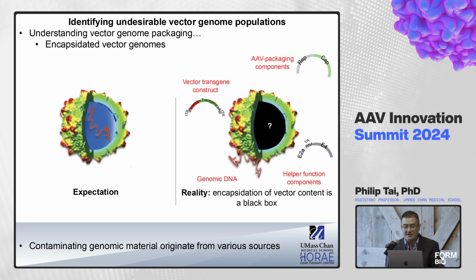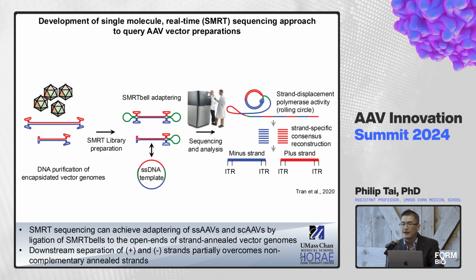The heterogeneity can, of course, come from truncation events, so non-unit length molecules that are packaged, but a lot of these heterogeneous forms can also persist as contaminants that come from packaging components that originate from your plasmid DNAs that are used during production, but they can also come from genomic DNA from the packaging cells, right?